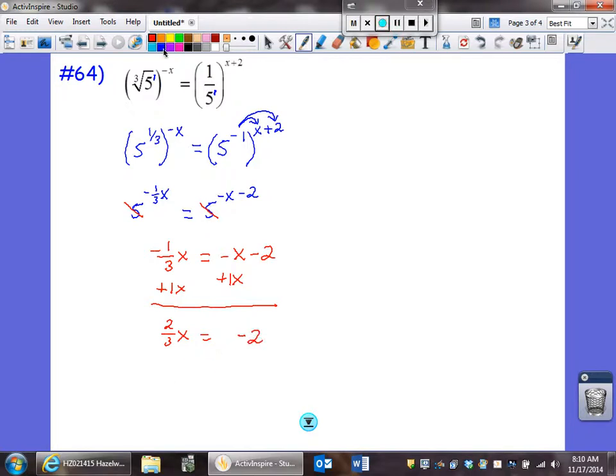Now I'm going to change colors again to remind you that if you need to solve for a fraction, the typical way is to multiply by the reciprocal, which would be 3/2. And we're going to do the same thing to this side. Now the 3's cancel, the 2's cancel, the only thing left is x. On the right side, the 2's cancel, and the only thing left is negative times 3, which is -3. Since x is by itself, this problem is solved, and that completes number 64.